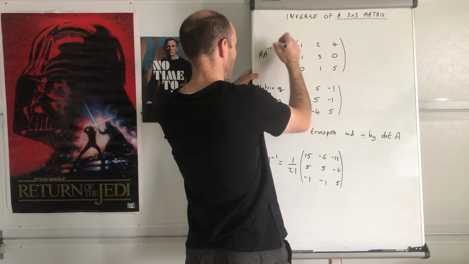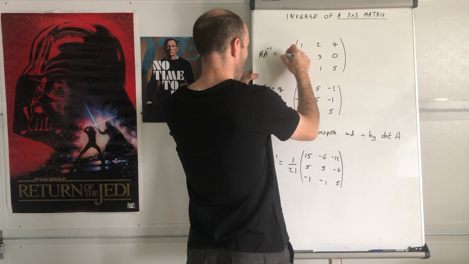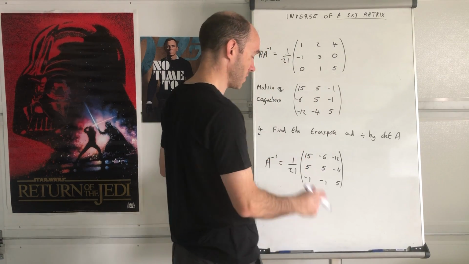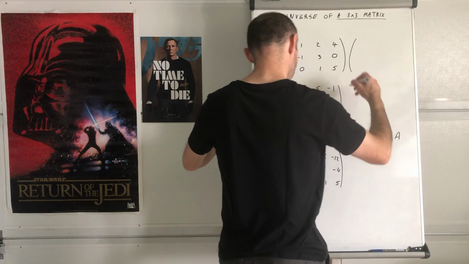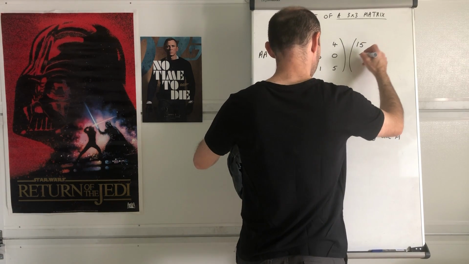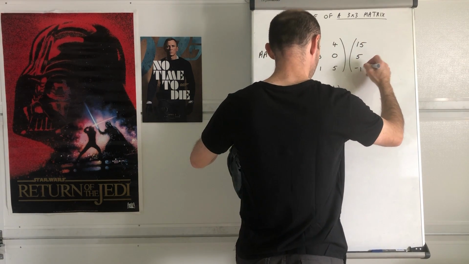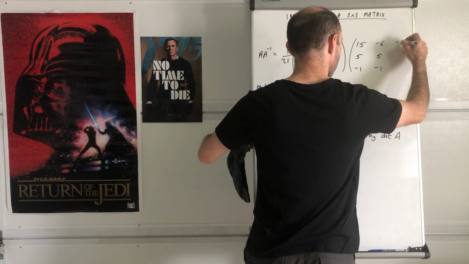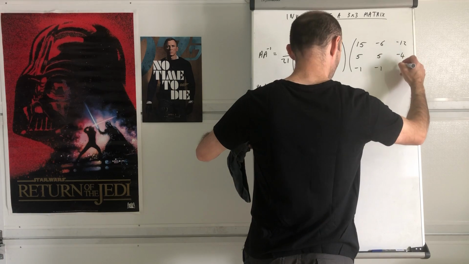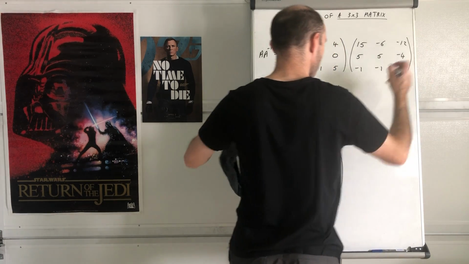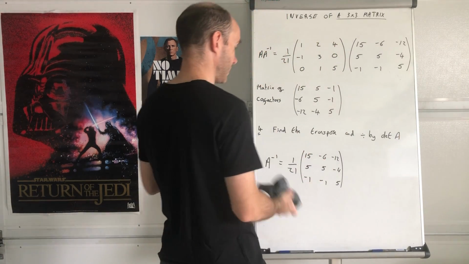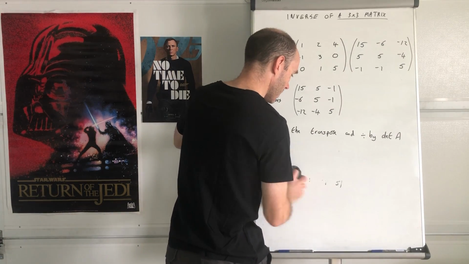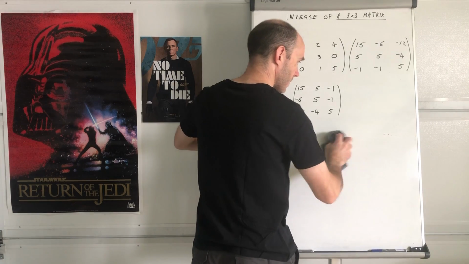So A times A inverse. I'm going to put the 1 over 21 there. It's a constant scale of A, so we can shift the 1 over 21 to wherever we want. And we're going to do 15, 5, negative 1, negative 6, 5, negative 1, negative 12, negative 4, 5. And of course we know what answer we're expecting, don't we? Just make sure I've written it down properly, otherwise I won't get the required answer. We know what answer we're expecting, don't we?